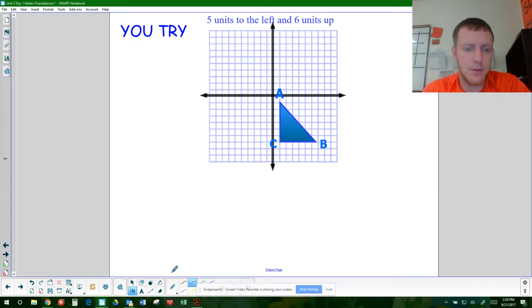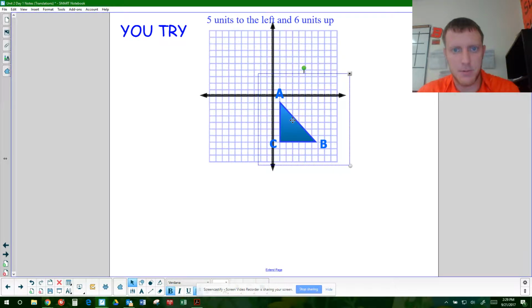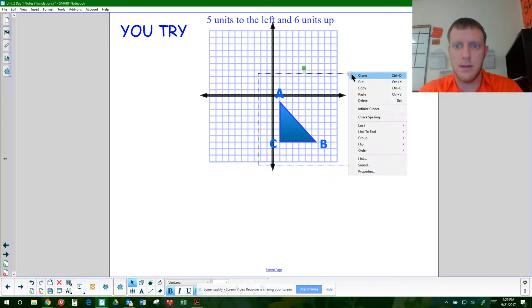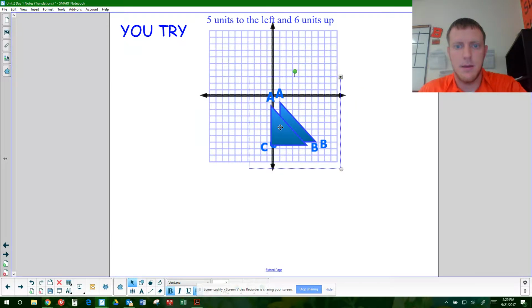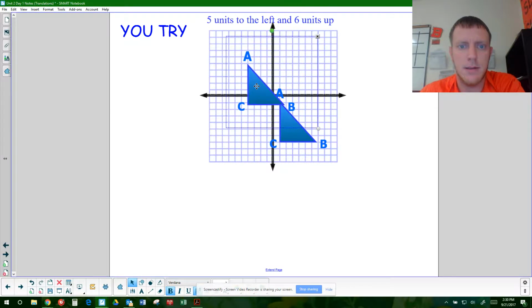All right, so if you did this correctly, your picture should be, I don't have it. So I'm going to cheat here. I'm going to clone it. All right. I'm going to slide it 5 left. 1, 2, 3, 4, 5, and 6 up. 1, 2, 3, 4, 5, 6. There you go. And the only thing that's wrong with what I just did was I need the primes now.